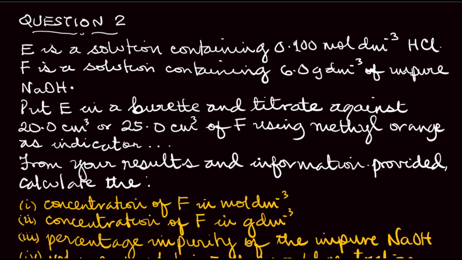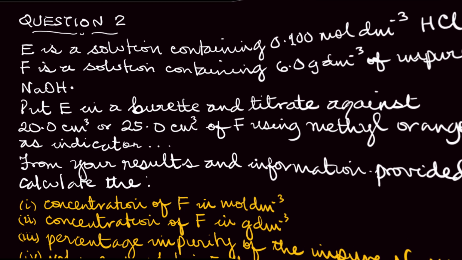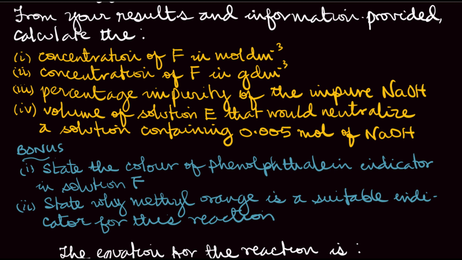Question 2. E is a solution containing 0.100 mole per dm cube HCl. F is a solution containing 6 grams per dm cube of impure sodium hydroxide. Put E in a burette and titrate against 20.0 cm cube or 25.0 cm cube of F using methyl orange as indicator. From the results and information provided, calculate the: 1. Concentration of F in moles per dm cube. 2. Concentration of F in grams per dm cube. 3. Percentage impurity of the impure sodium hydroxide. 4. Volume of solution E that will neutralize a solution containing 0.005 mole of sodium hydroxide.